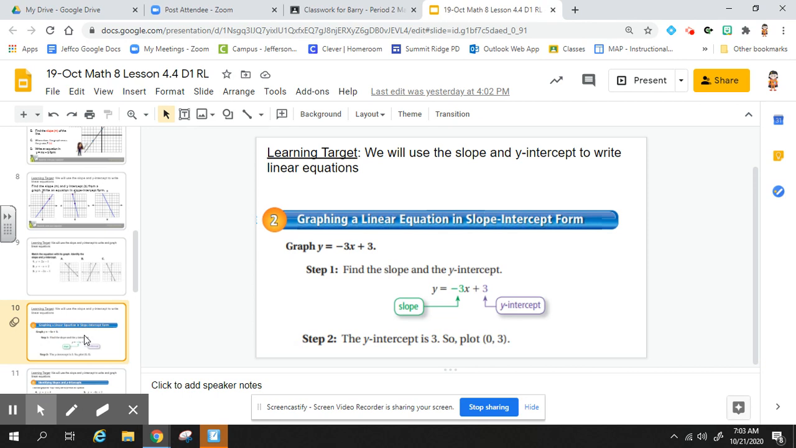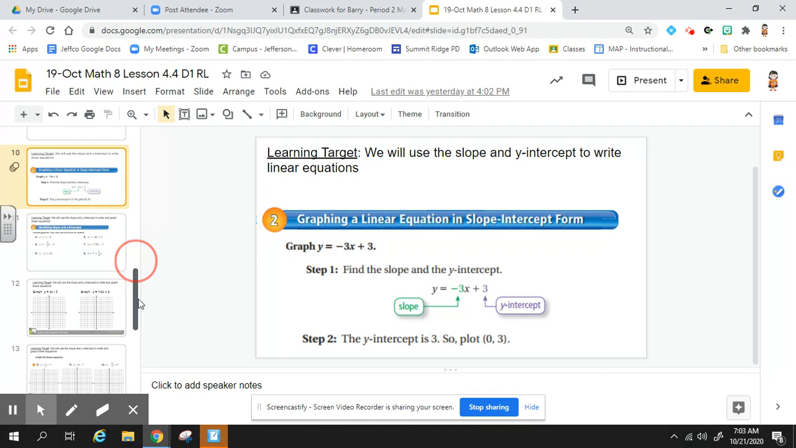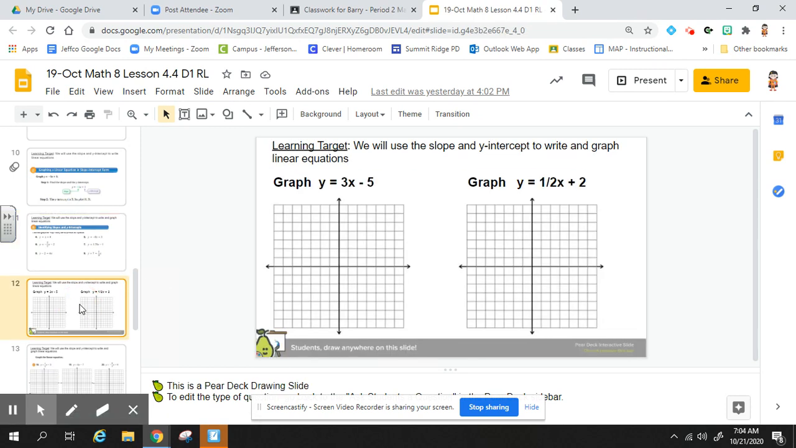Here is where we're going to graph using just the slope and the y-intercept. I know we have been using smart values on tables to graph, but now we're just going to use the slope and the y-intercept. I'll attach a video right here on slide 10 so you guys have a reference for that. On this one, you're going to practice it. You're going to find the y-intercept and slope and then graph them. Same thing, using your slope and y-intercept graph.